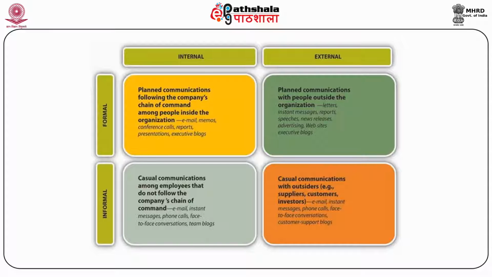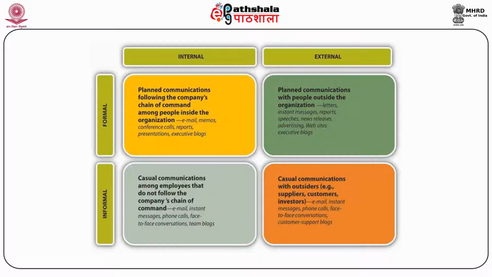In the green quadrant, we see there is formal communication with the external stakeholders. Here we see planned communications with people outside the organization through letters, instant messages, reports, speeches, news releases, advertising, websites, executive blogs, etc. In the light blue quadrant, we see informal communication with internal stakeholders. And these are the casual communications among employees that do not follow the company's chain of command.